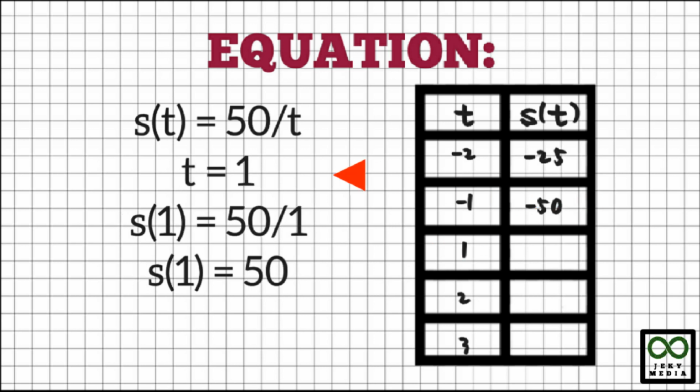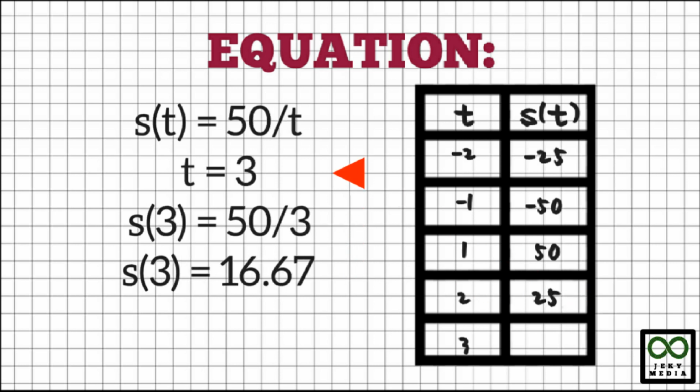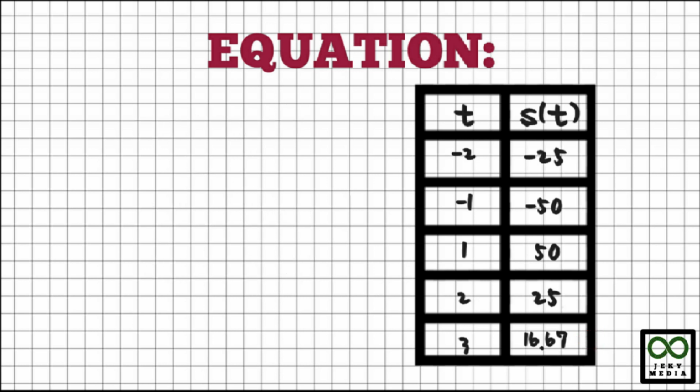If t equals 1, 50 divided by 1 is 50. Write 50 in the table. If t equals 2, 50 divided by 2 is 25. Write 25 in the table. If t equals 3, 50 divided by 3 is 16.67. Write 16.67 in the table. We have finished the table of values.